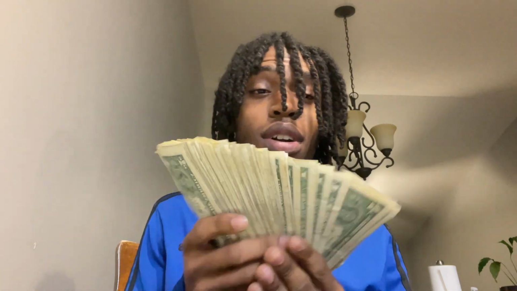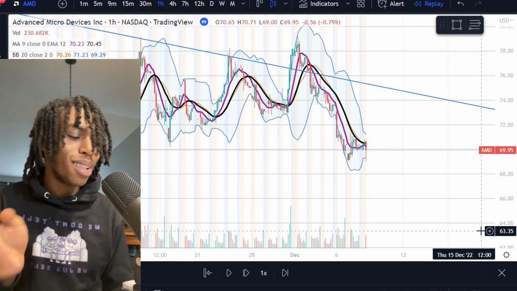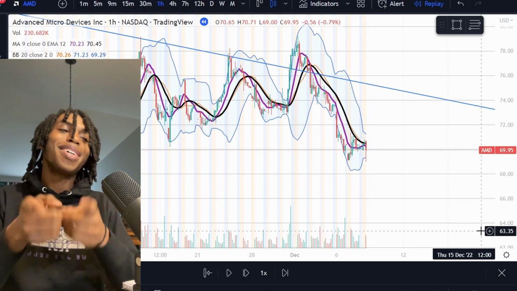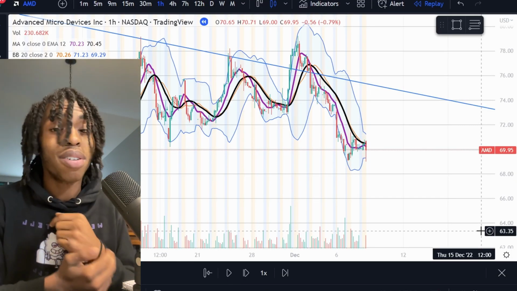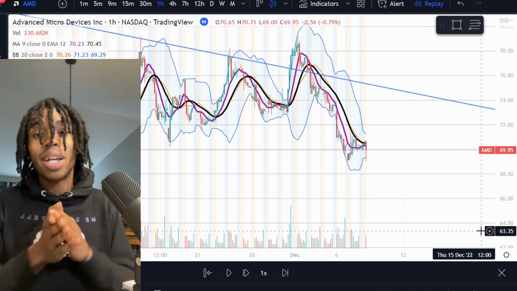Are you tired of being broke? You want some money in your pocket? Don't even worry. I'm gonna teach you how to trade these consolidation zones. I ain't gonna cap to y'all. I don't even like trading these, but there's always a way to trade in the market. No matter what time of day, week, or month it is, it doesn't even matter. It's always a way to trade the market.